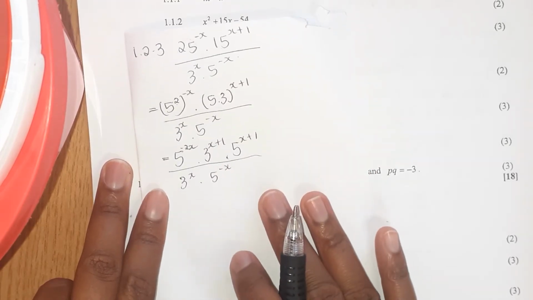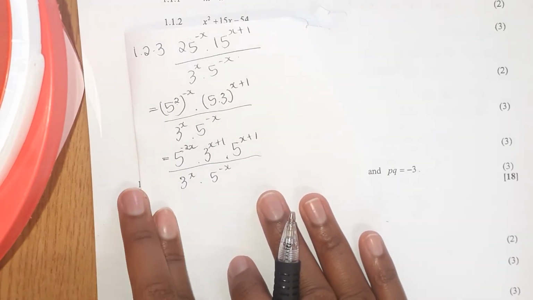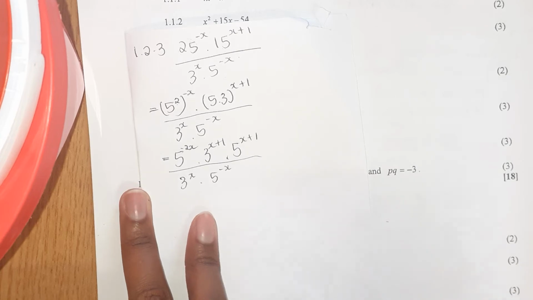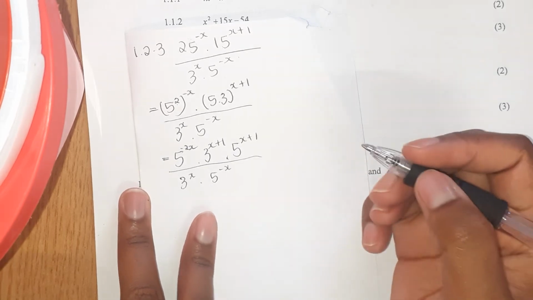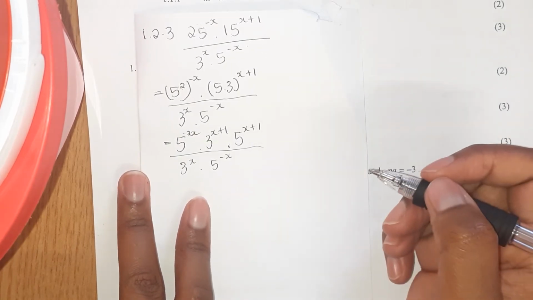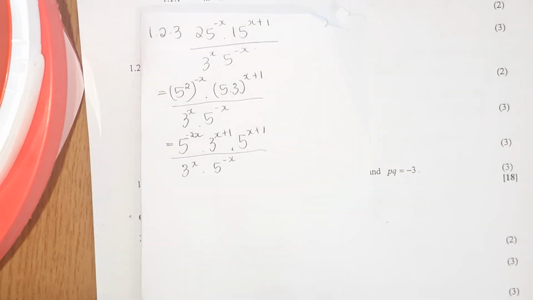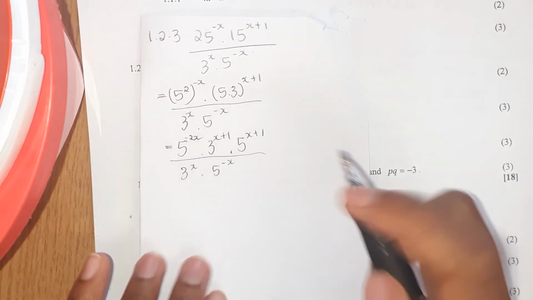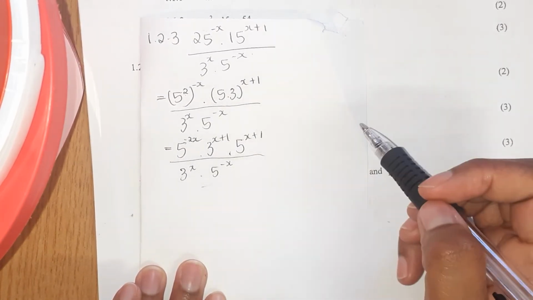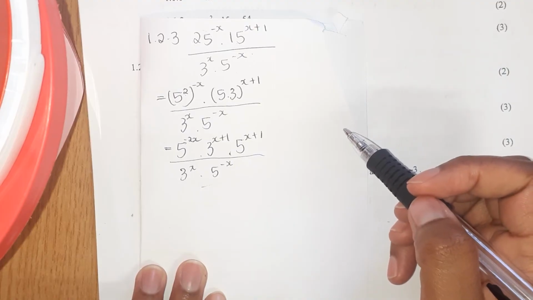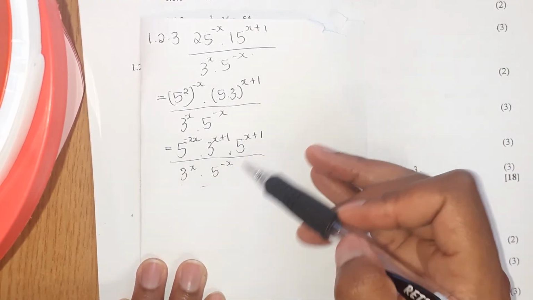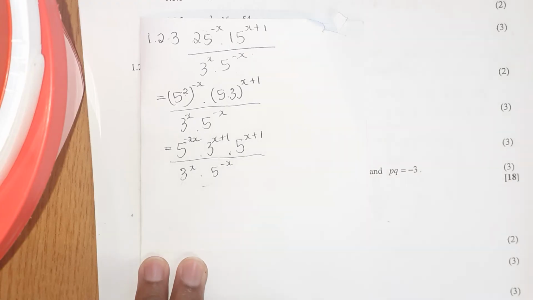What has applied here, 3 to the power of x and then 5 to the power of negative x, is exponential rules. So here it's an exponent question for grade 10. We no longer do it like we did in grade 8 or 9. This is how we do it now. So you have to apply those rules here. So this is what we have.